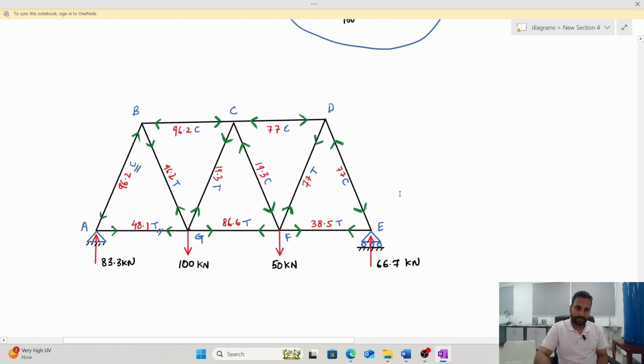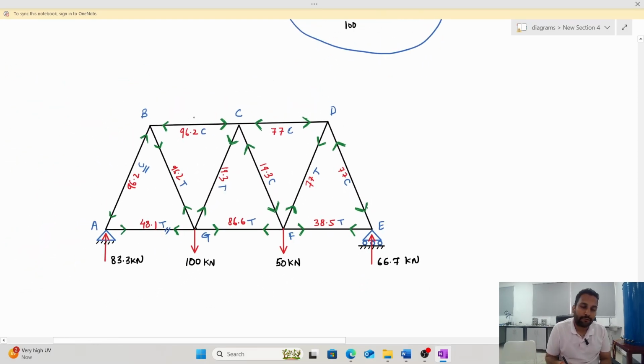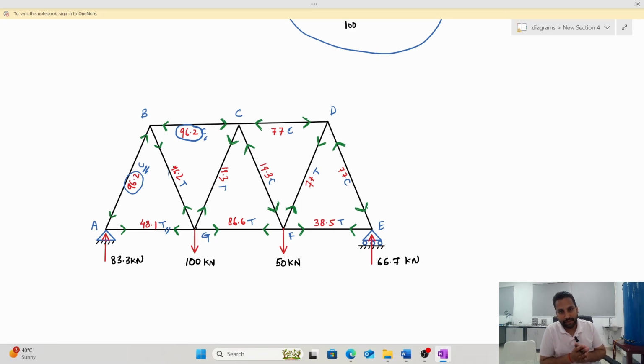In this answer, you are supposed to show the forces in each member. AB we got as 96.2 and it is C, that means compression. BC, there is a force of 96.2 and it is also compression. Similarly, member BG, there is a force of 96.2 but it is a tensile force. Similarly, you will get the forces in all the members, and this method is known as method of joints. So, we have completely understood this method. Feel free to pause, solve this, try to match your answer. If in case you have any doubt, feel free to contact me in my contact details.